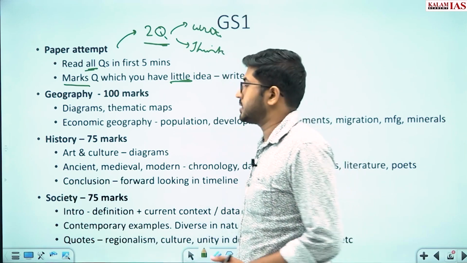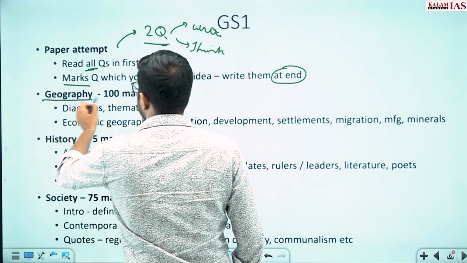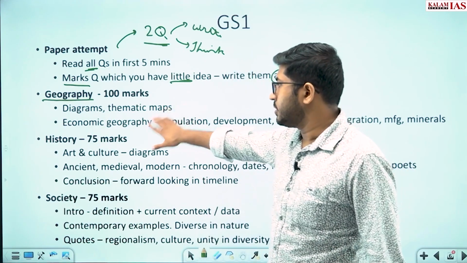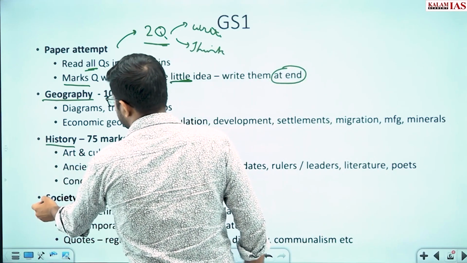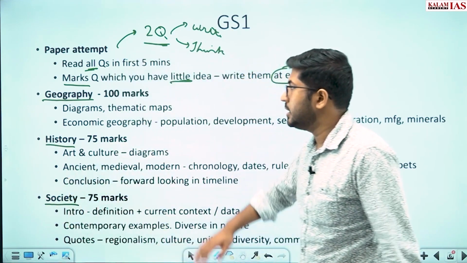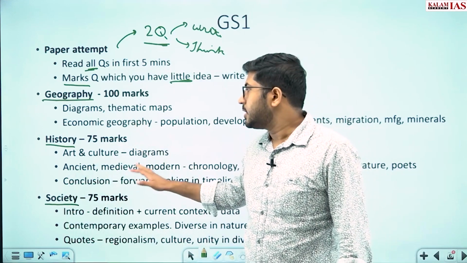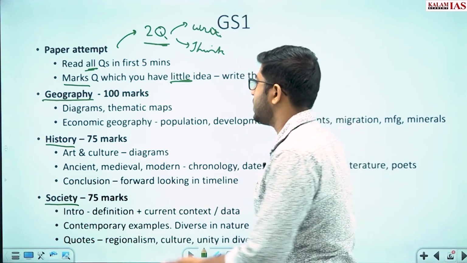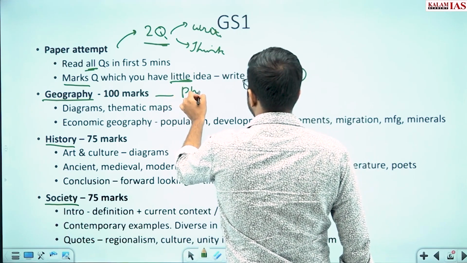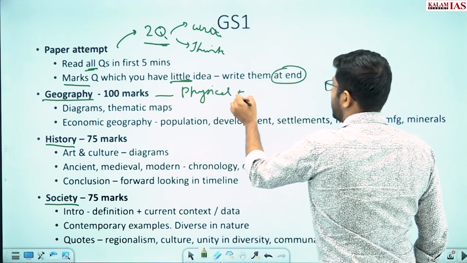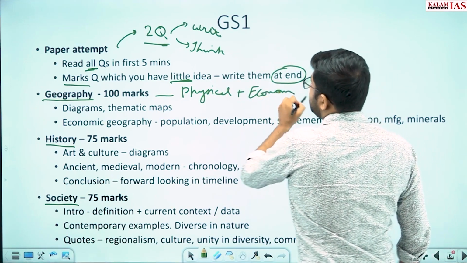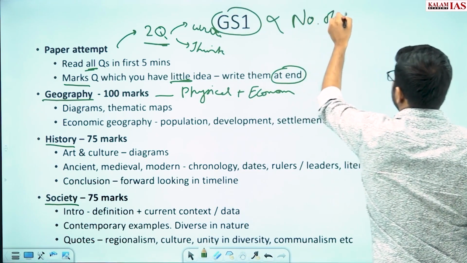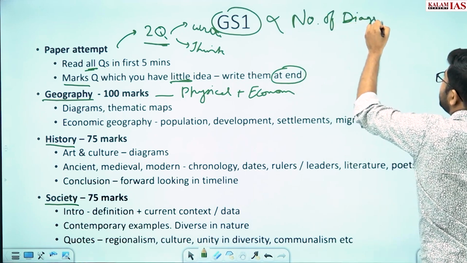Now coming to exact subjects, first thing is geography. Now geography is 100 marks. So coming to the main themes, paper 1 has history, geography, and society. Geography is approximately 100 marks and society and history is approximately 75 marks. So in geography also you have 2 parts, physical geography plus economic geography. See, marks in paper 1 are proportional to the number of diagrams. More diagrams you make, definitely more marks you are going to get.